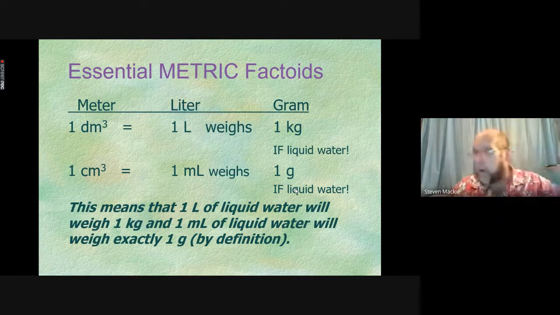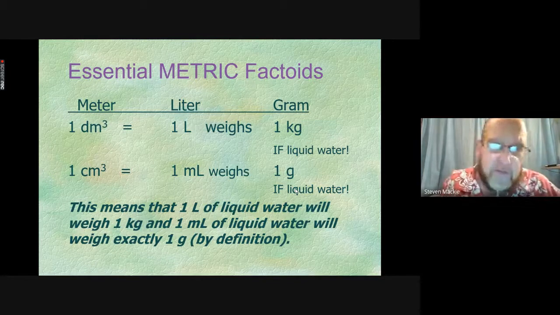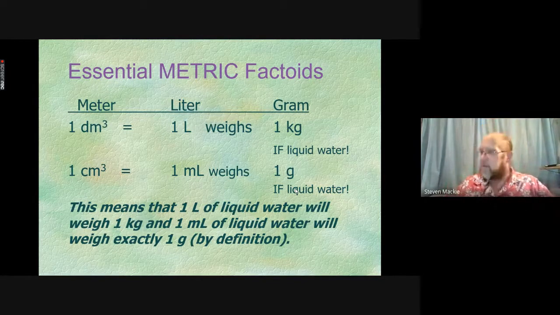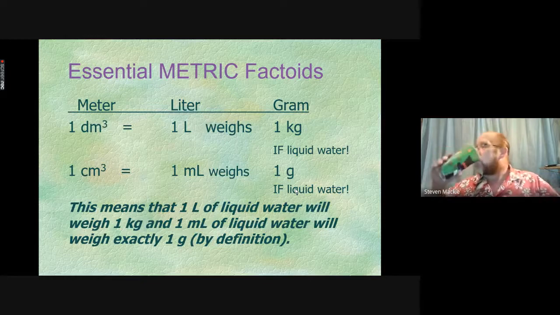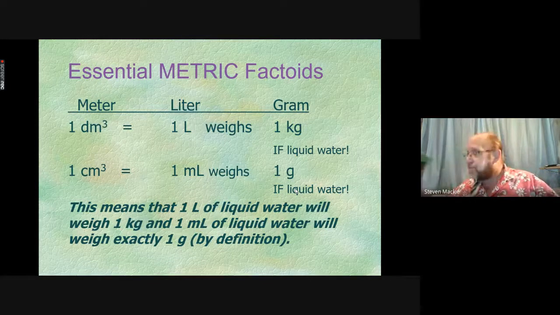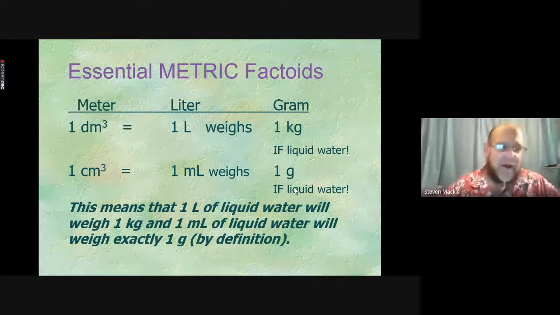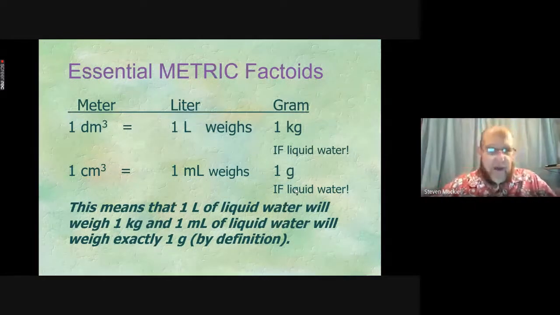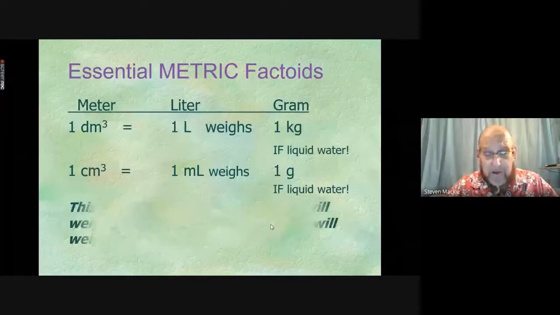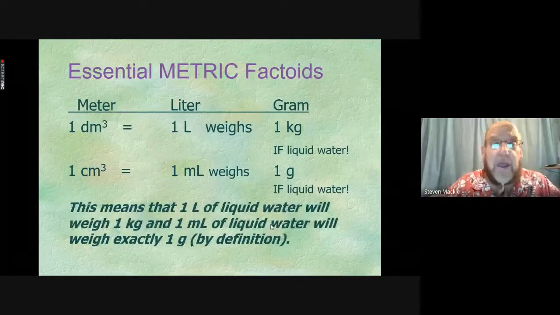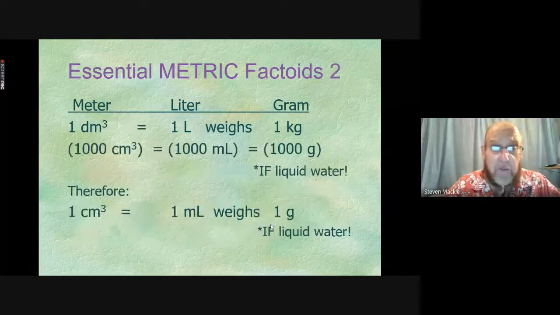Every once in a while, a student comes to me and goes, Mr. Mackey, what a coincidence. What an amazing coincidence. 1 milliliter of liquid water weighs 1 gram. And I'm like, no, it is not a coincidence. It is the way they set it up when they put together the metric system. And again, I kind of like the idea that it's based naturally on water, one of the most common molecules on the planet, and a very important biomolecule.